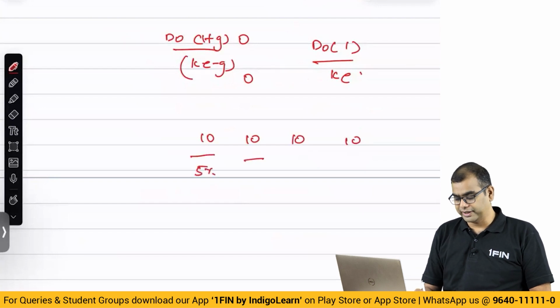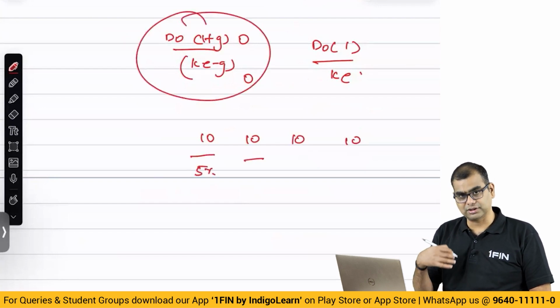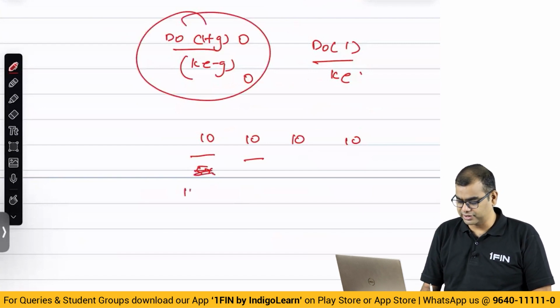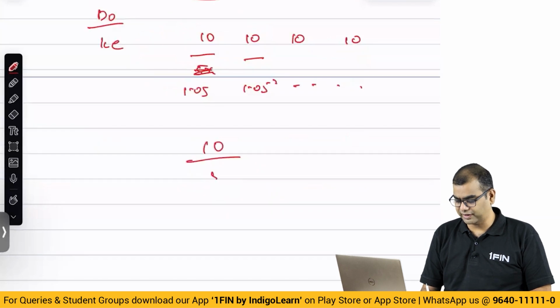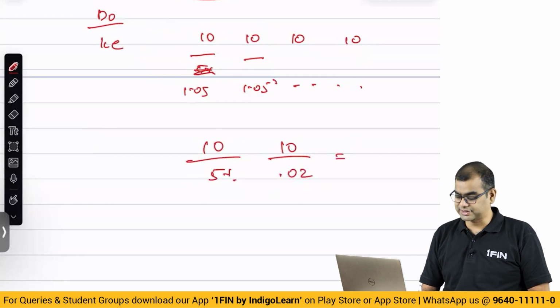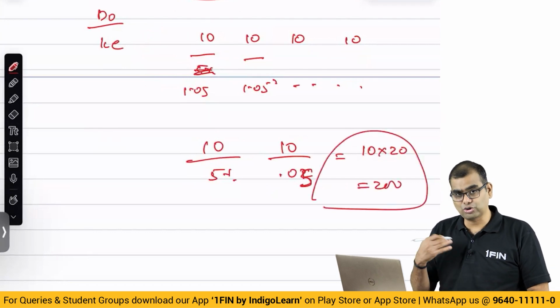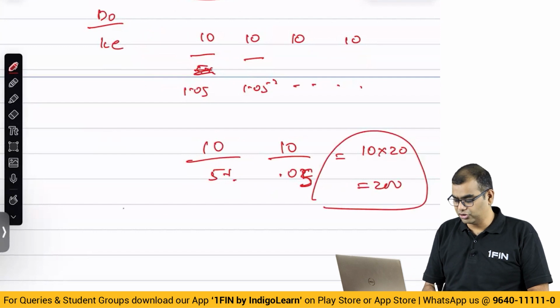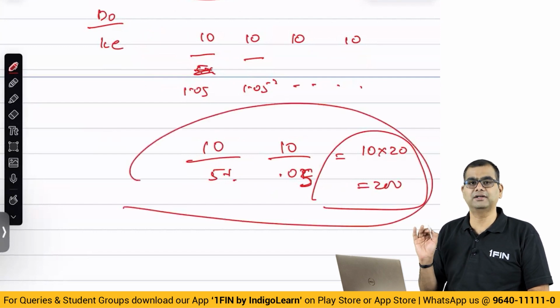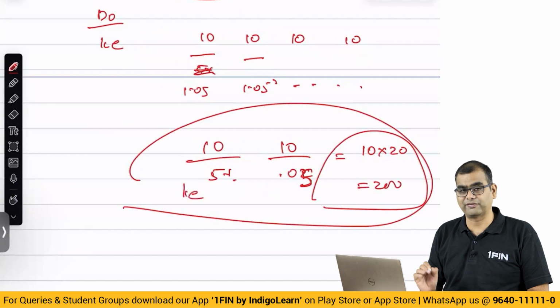So in this formula, even if you compute an infinite GP with 1.05, 1.05 whole square, and so on and so forth, you will get the same answer, which is D0 by KE, which is 10 by 0.05, which is 10 into 20, which is 200. So if dividend does not grow, then the value of your share is simply 10 by the cost of equity. Here this is cost of equity, do not forget it.